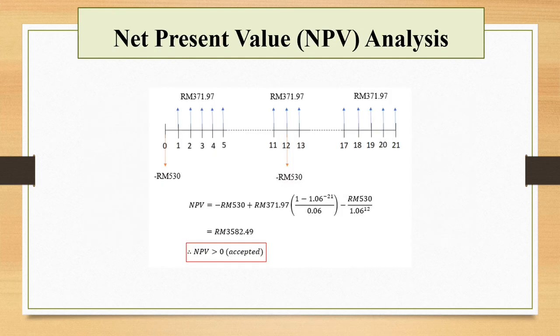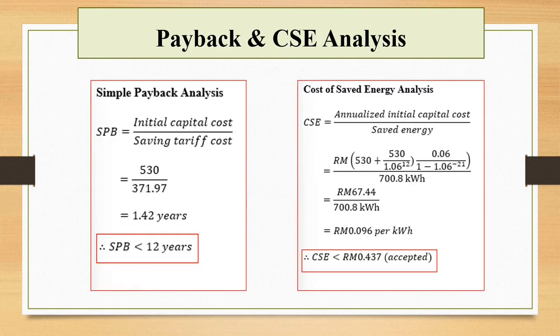Based on NPV analysis, the project will be accepted since NPV value is larger than 0. For the simple payback, the duration is 1.42 years, which is less than 12 years, while the CSE is less than the tariff price, which is 43 cents, considered as acceptable.